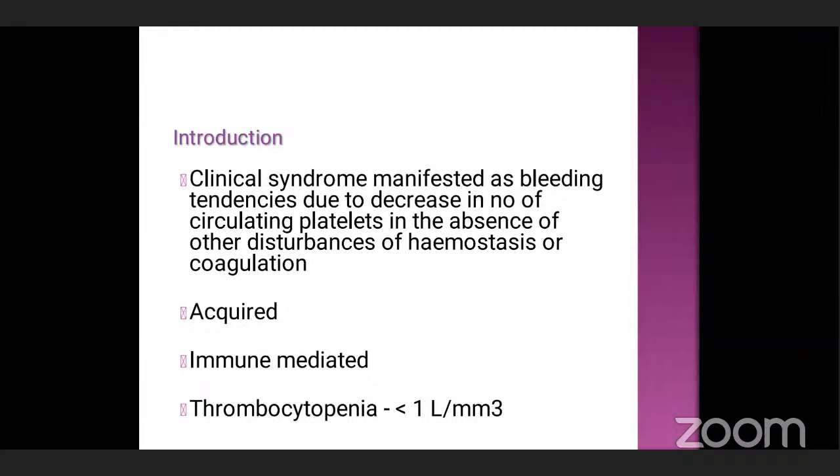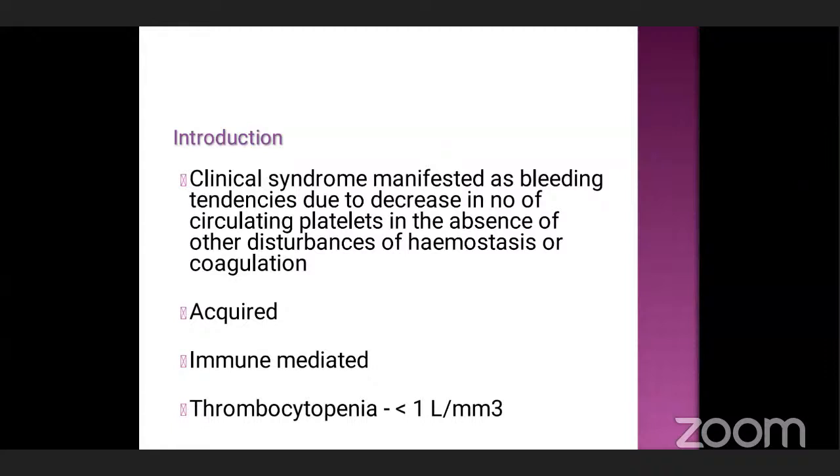So ITP, that is immune thrombocytopenic purpura, is basically a diagnosis of exclusion. Okay, so we have to exclude other disorders. We have told all the causes of thrombocytopenia, so we have to think about all that. We have to exclude those conditions, clinically as well as by some limited investigations, and only then can we reach the diagnosis of ITP. It is a diagnosis of exclusion.